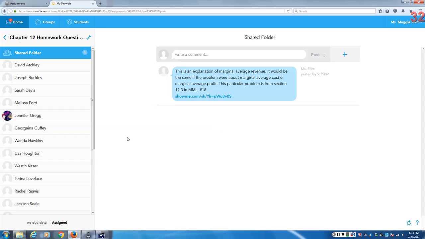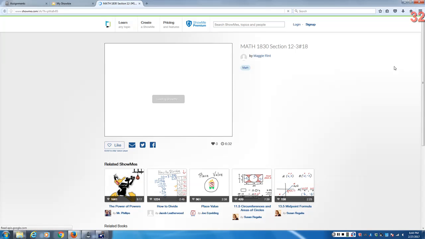Okay. This one is an explanation about marginal average revenue. That was something a lot of people missed on the test, or not on the test, now that I think about it. They missed this on the SHOBE. One of the SHOBE assignments asked you about finding marginal average cost. Marginal average cost means you have to find the average before you do the derivative. So this is what the show me looks like. Let's see if I can get some sound.